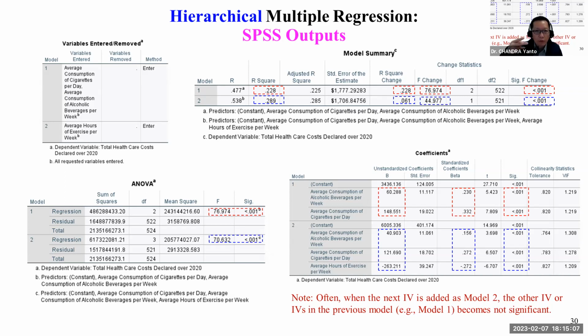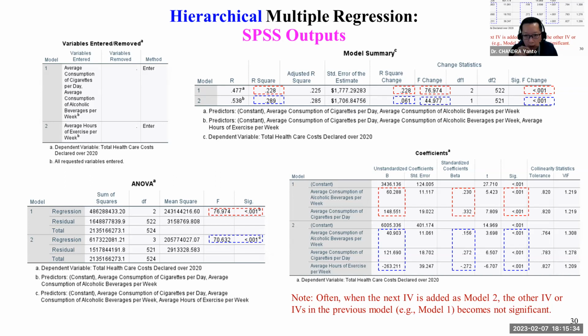by controlling for these first 2 variables and adding the main variable, which is your exercise per week, the model is significant. So you look at the ANOVA. Look at model 1 when you have only 2 variables, cigarette and alcohol, F is 76.9 and significant, and when you add the third one, F is also significant. And the key part is actually this, the coefficients, right?